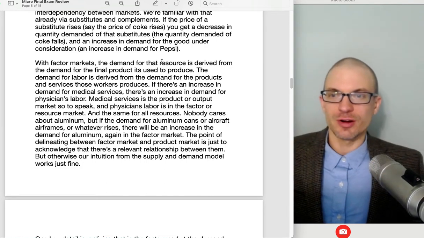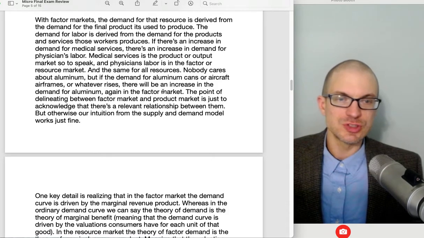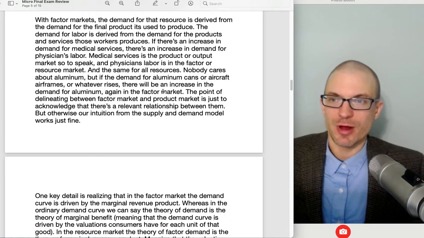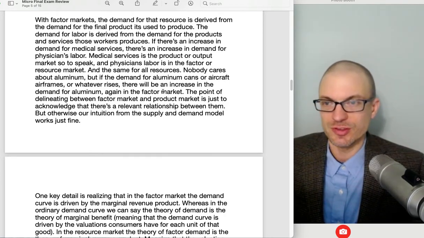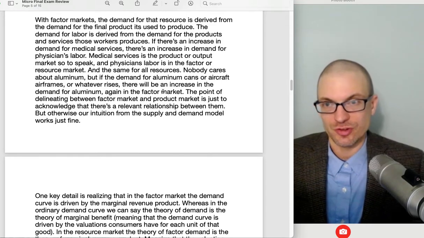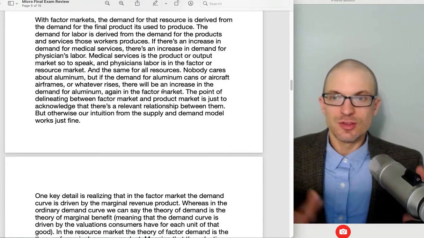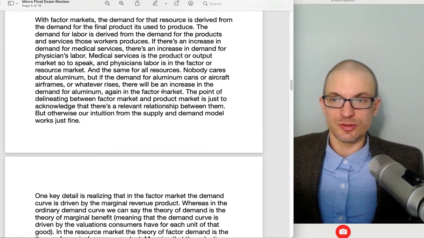Now, with factor markets, the demand for the resource is derived from the demand for the final product that it's used to produce. So demand for labor is derived from the demand for the products and services those workers produce, right? If there's an increase in demand for medical services, then there's an increase in demand for physicians' labor. Medical services would be the product or the output market, and physicians' labor is in the factor or the resource market. And the same for all resources.